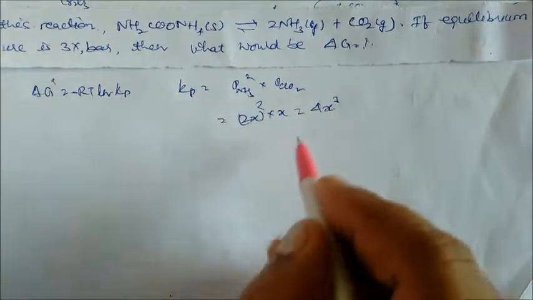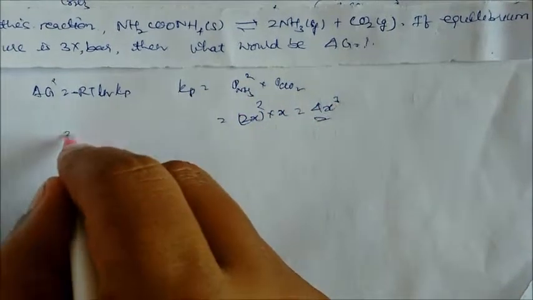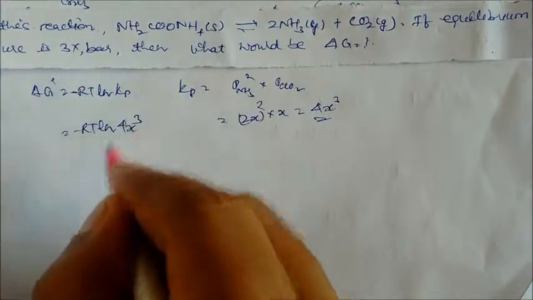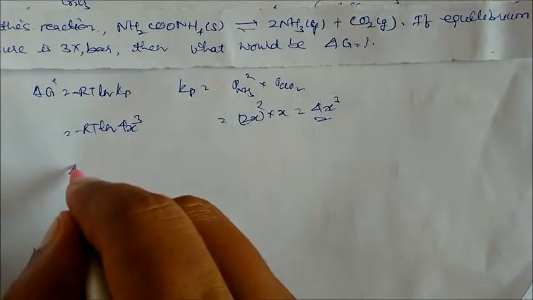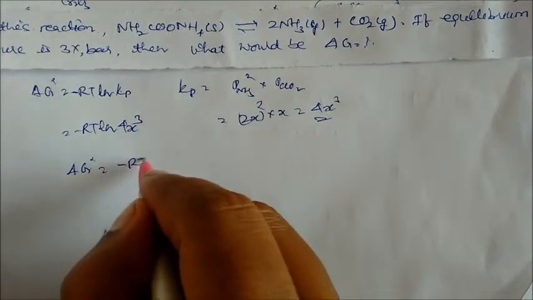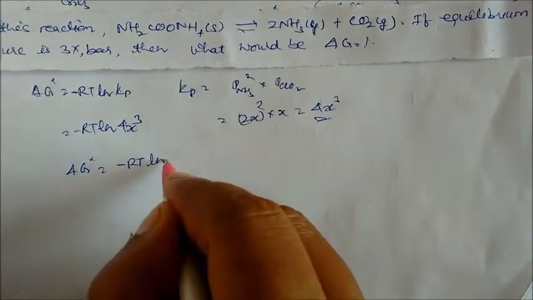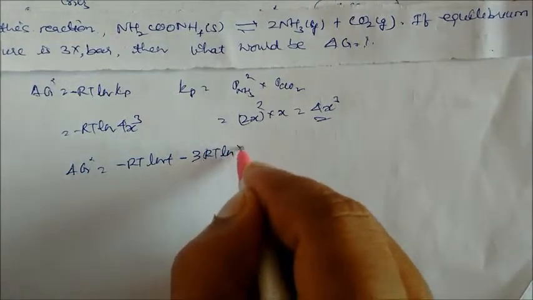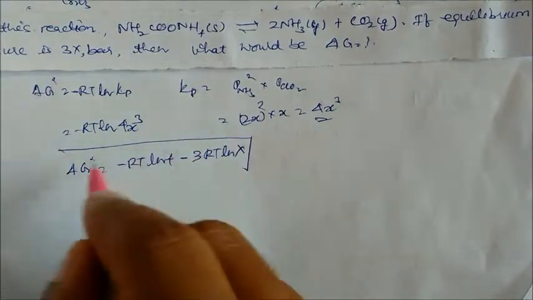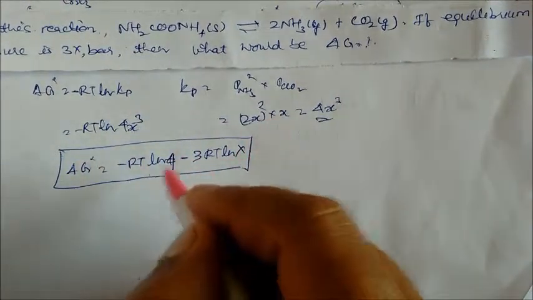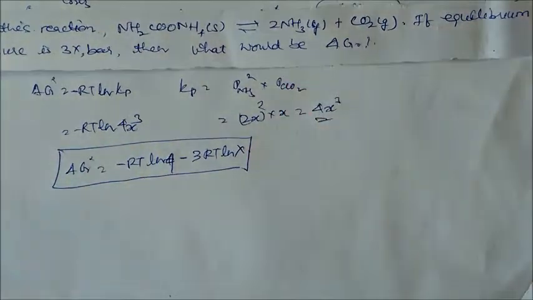Okay, so we can put this value directly over here. So minus RT natural log of 4x cubed. So again, delta G naught will be minus RT natural log 4 minus 3RT natural log x. So this is our equation. If you know the value of x, we can find out the whole equation. So this is our answer.